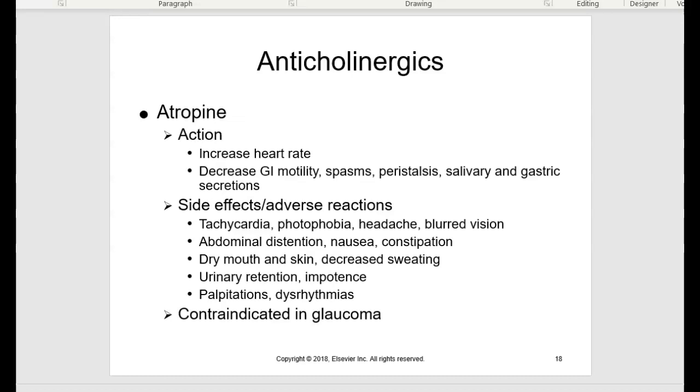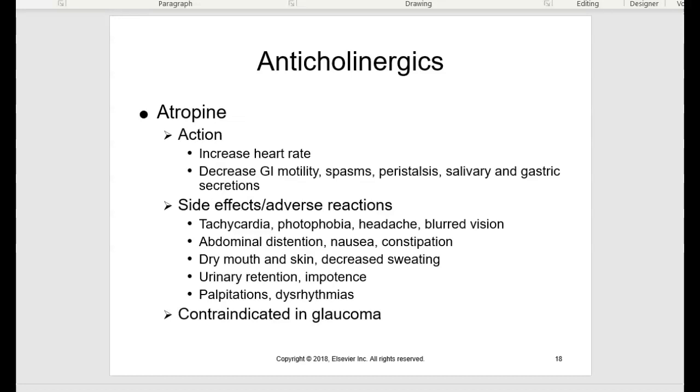Side effects, again, if I'm thinking about the classification, anticholinergic, I'm blocking my parasympathetic rest and digest. So that means I'm going to see more of a sympathetic nervous system response, more of a fight or flight. Tachycardia, right? Not being surprising. Constipation or urinary retention, not being surprising. Photophobia, blurred vision, all related to how the anticholinergic affects pupils. Dry mouth and skin, decreased sweating. Then finally, palpitations and dysrhythmia. At the bottom, it says contraindicated in glaucoma.